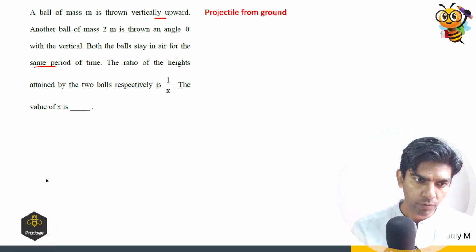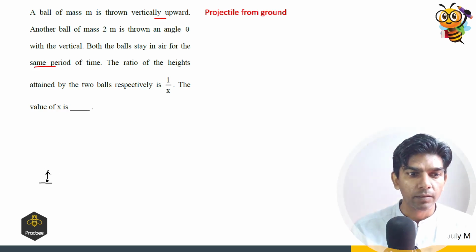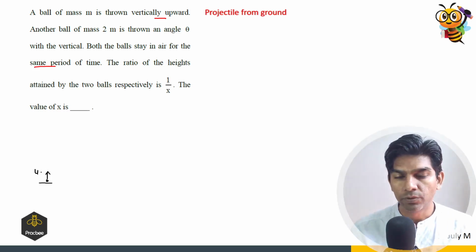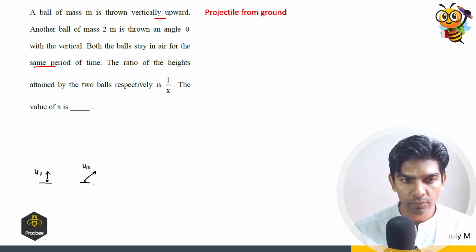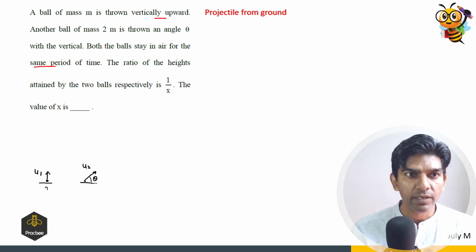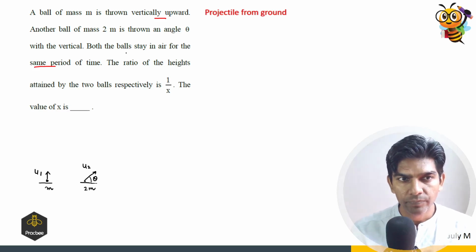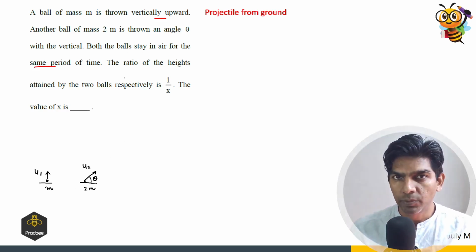So we are given a ball which is being thrown in the upward direction. Let us say it is being thrown with the speed u1, and there is another ball which is being thrown, say, with the speed u2 and the angle of projection with the horizontal is theta. This ball is having a mass m, this ball is having a mass 2m, and we are given both the balls stay in air for the same amount of time, so it means the time of flight is the same.